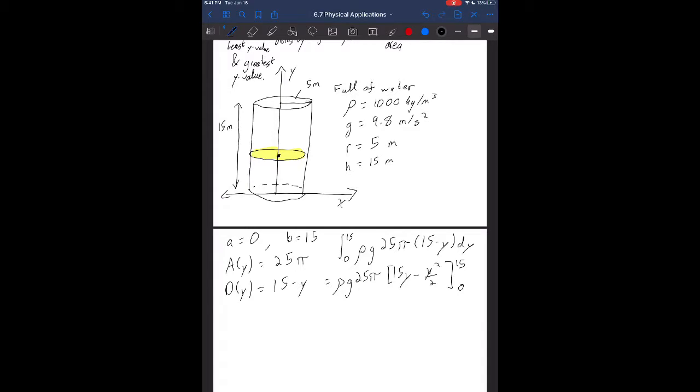So after you plug in the 1000 for the rho, the 9.8 for the g, the 15s for the y, you're going to get your final answer for this, which I didn't write down from the book, but you're one step away from actually having the answer for this problem.